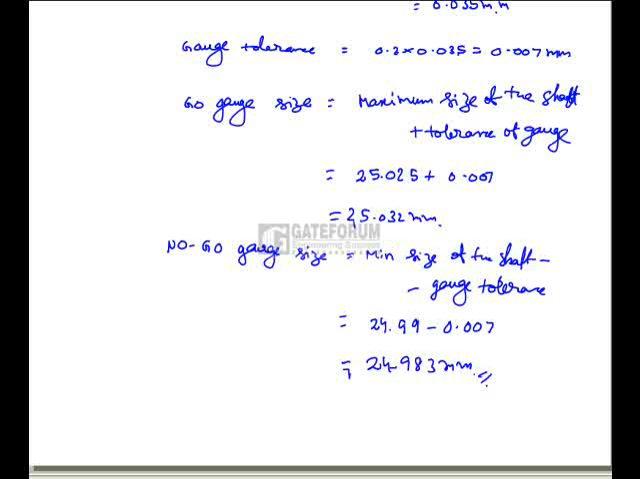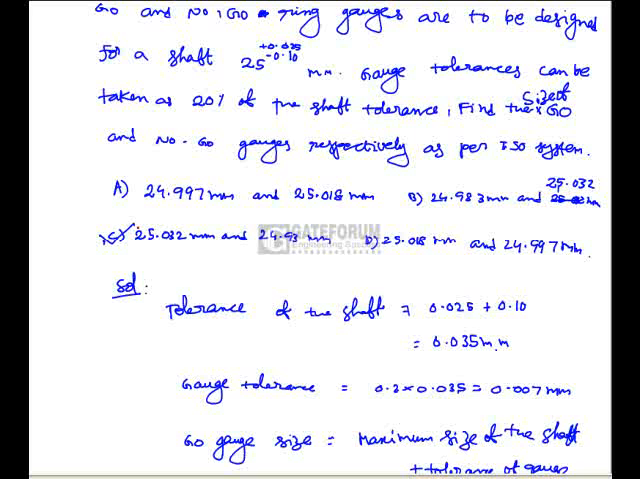So here go and no go gauges respectively. Here the correct option is 25.032 and 24.983. So here the correct option is C. Sorry, here the minimum tolerance is minus 0.010, so that the go gauge and no go gauge are 25.032 and 24.983 and the correct option is C.